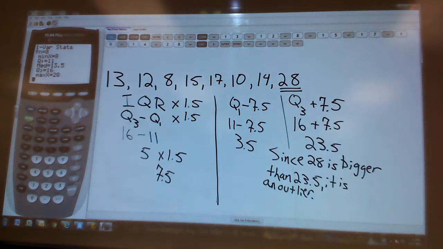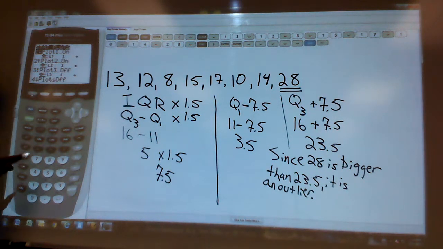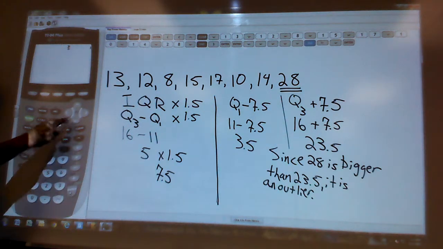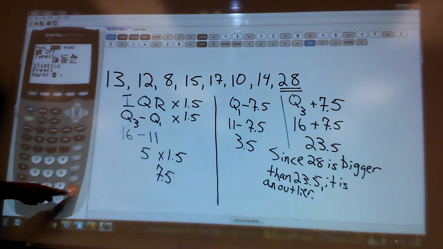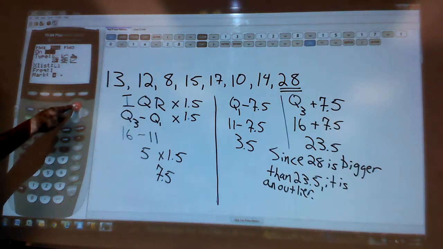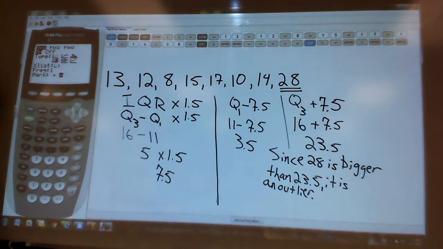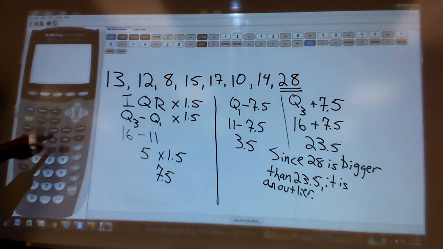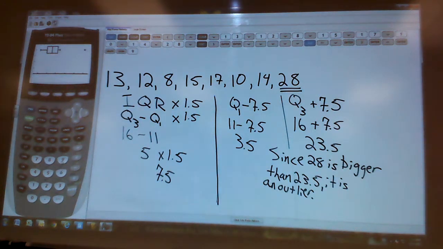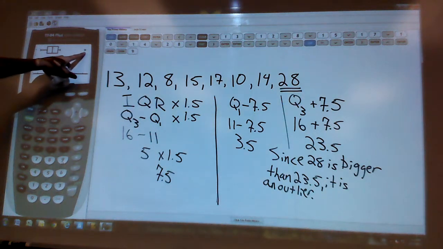Now, to check this, we can use our calculator and graph it. To graph a box plot, you hit second, y equals. I'm going to turn this one off because I only need one of them. Go back up to plot number 1. And I'm going to check it. This one right here is going to check to see if it's an outlier. Hit graph. I don't see anything, Mr. Mac. Don't forget, zoom 9. And there's our graph. Yes, 28 is an outlier.